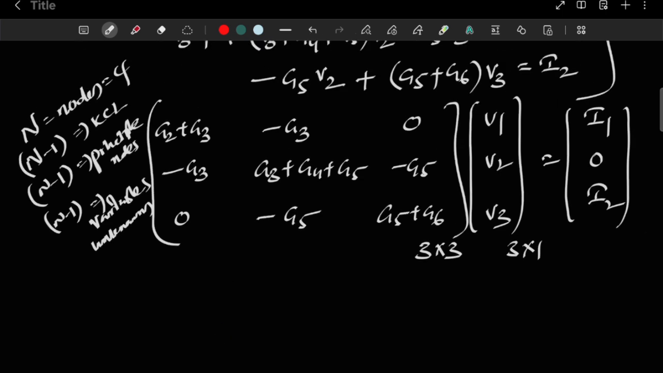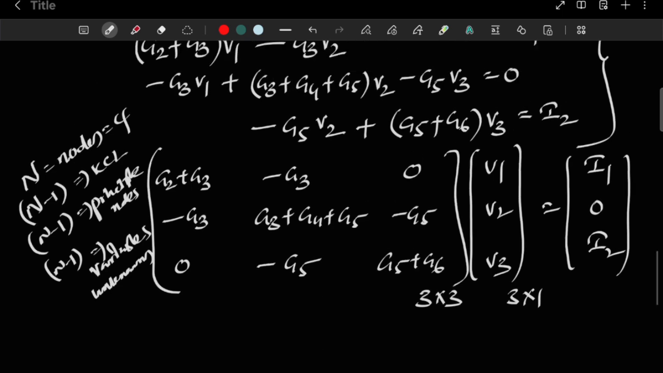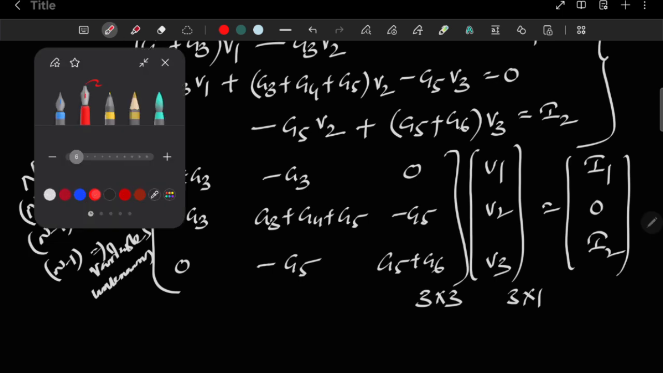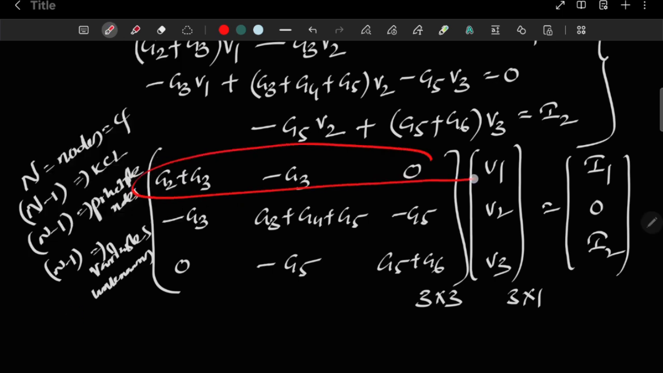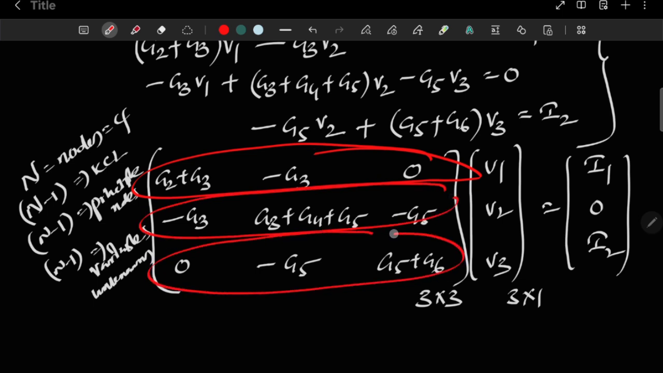That means the first row indicates the coefficients available in the KCL applied at node 1. That means it is indicating node 1. What is it indicating? This is indicating node 1 only. This is indicating node 2. This is indicating node 3. That is what you have to observe.